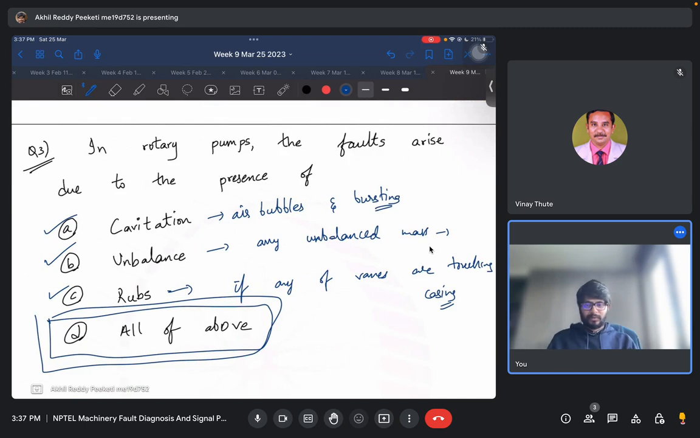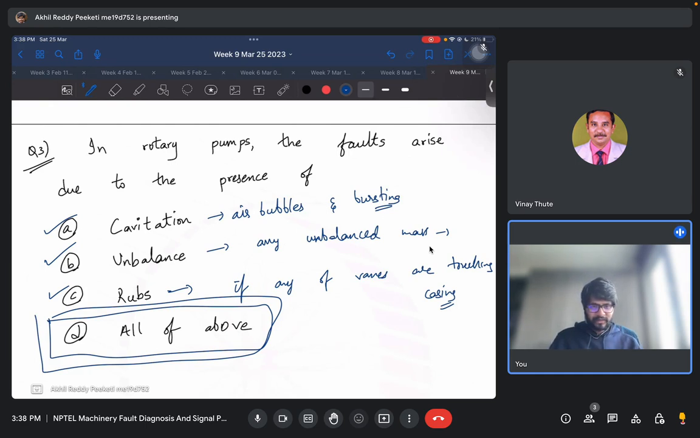So in the next question we look at the rotary pumps and what the possible causes of faults are. So one possibility is cavitation. Cavitation is the forming of air bubbles and their bursting near the inlet or the inlet pipes, so that would lead to faults.